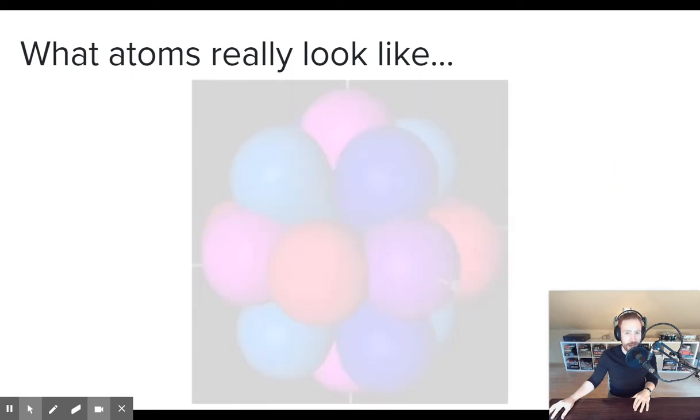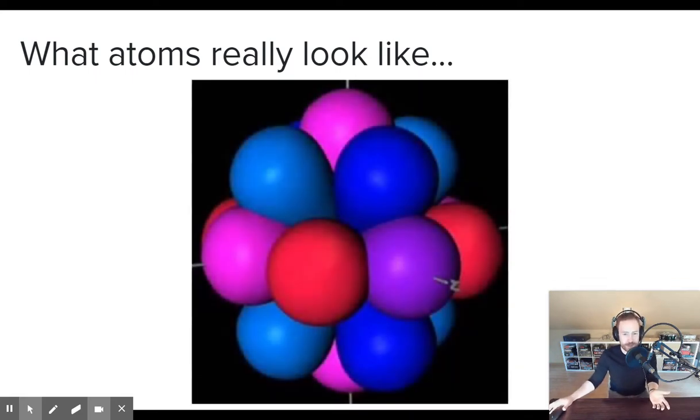But really, the bigger issue is that atoms don't look like that. Atoms look a little bit more like this. They look a little bit more like a nucleus in the middle, surrounded by a bunch of electron clouds. Electrons are not little solid planets that orbit the nucleus like planets orbit the sun in our solar system. That's what a lot of people think. That's not exactly true. Electrons are more like wave clouds that surround and fill spaces around the nucleus.